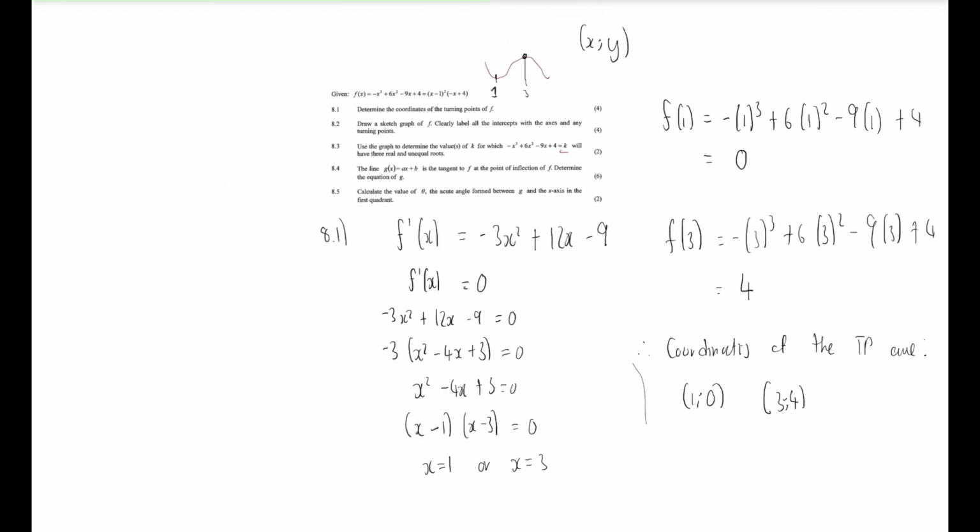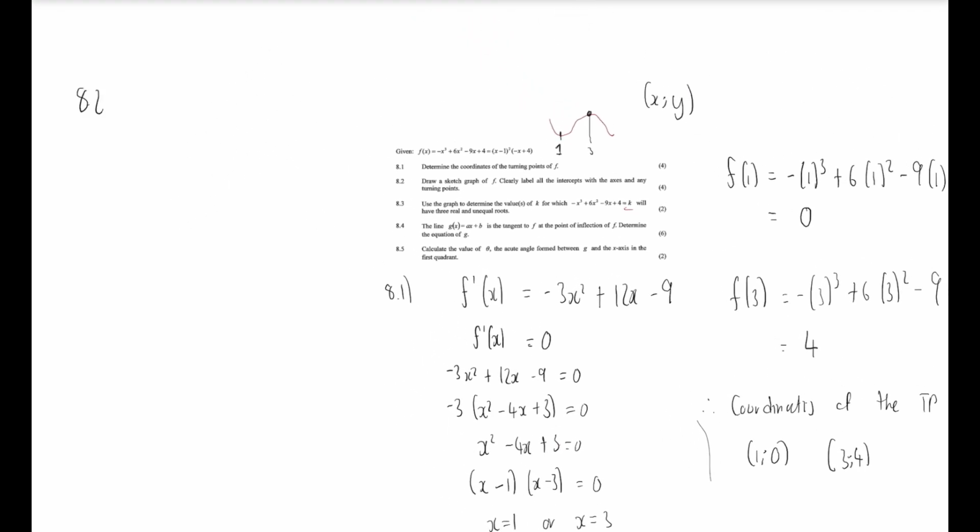So now 8.2, they say that sketch a graph of f, and then they say that clearly label all the intercepts with the axis and any turning points. So now they say label intercepts with the axis. They mean the x-intercept and the y-intercept, right? So that must be shown on your graph.